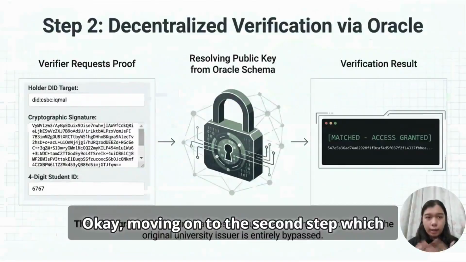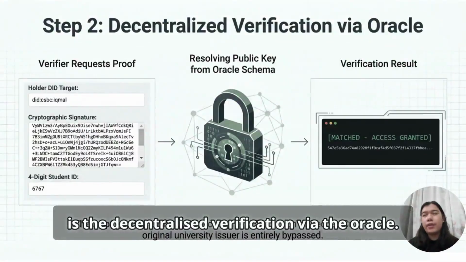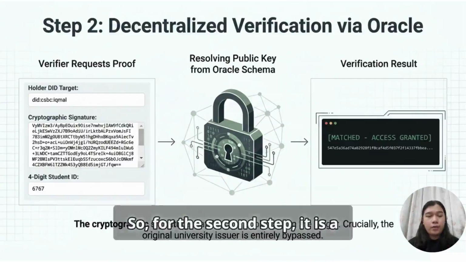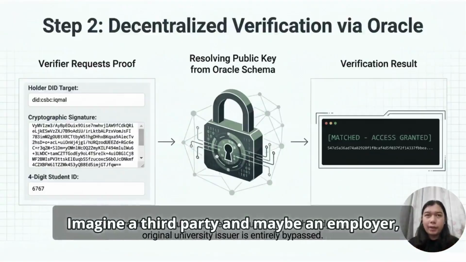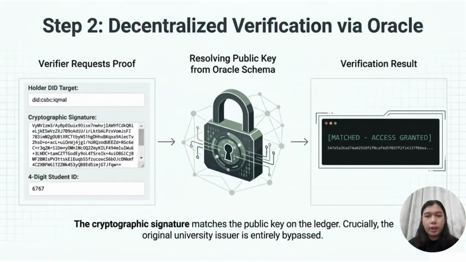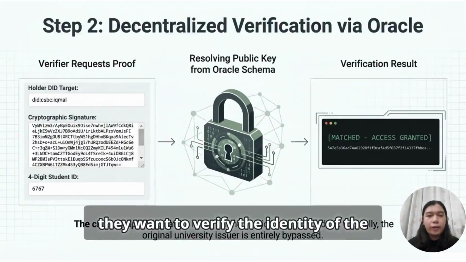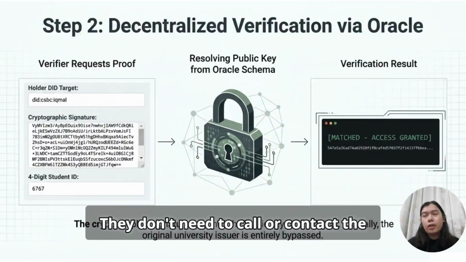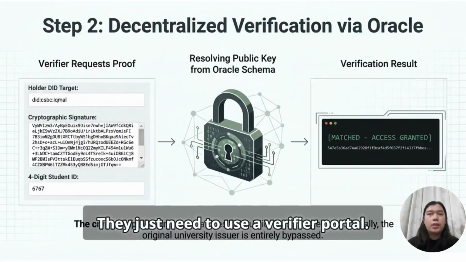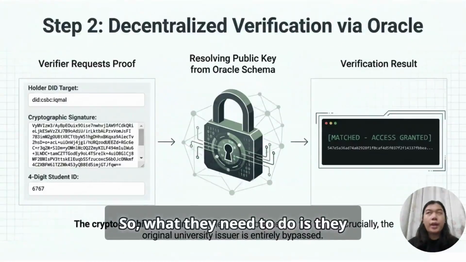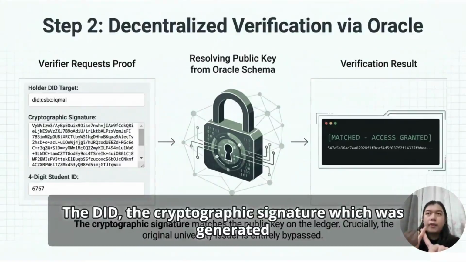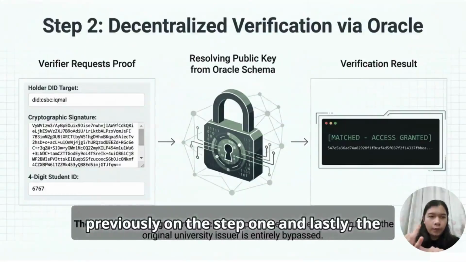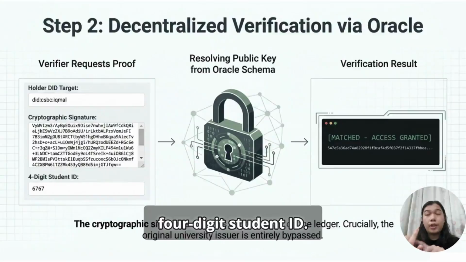Okay, moving on to the second step, which is the decentralized verification via the Oracle. So the second step is the verifier side. Imagine a third party, maybe an employer, wants to verify the identity of the student. They don't need to call or contact the university at all. They just need to use the verifier portal. What they need to do is enter three things: the DID, the cryptographic signature, which was generated previously in step 1, and lastly the 4-digit student ID.